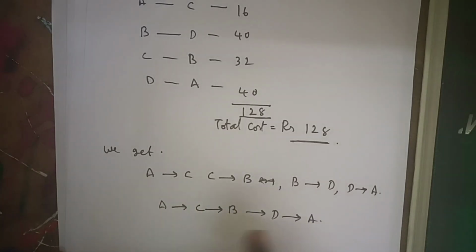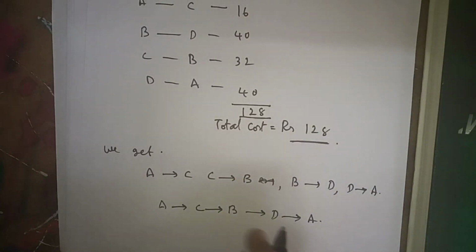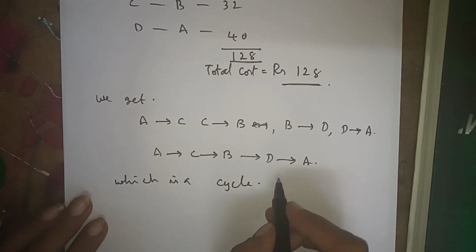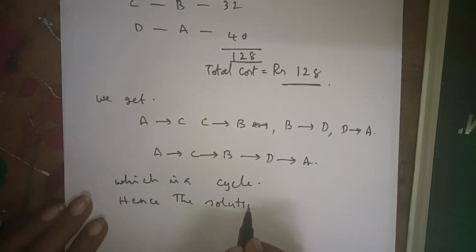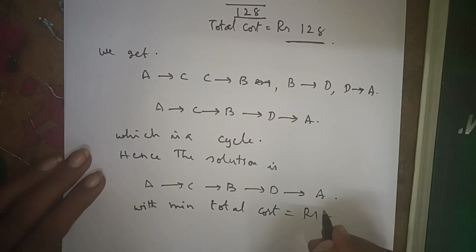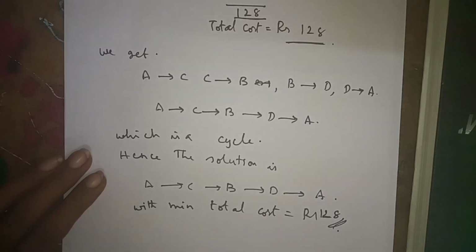Again, back to the starting point. They have formed a cycle in such a way that the total cost is minimum, 128 rupees. Hence, the solution is A to C, C to B, B to D, D to A with minimum total cost equal to rupees 128. Thank you.